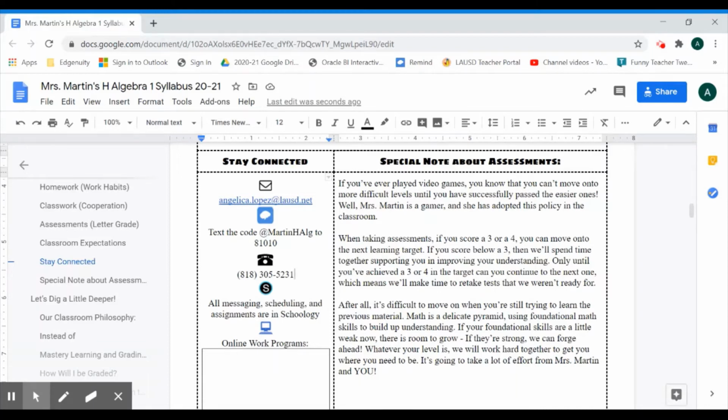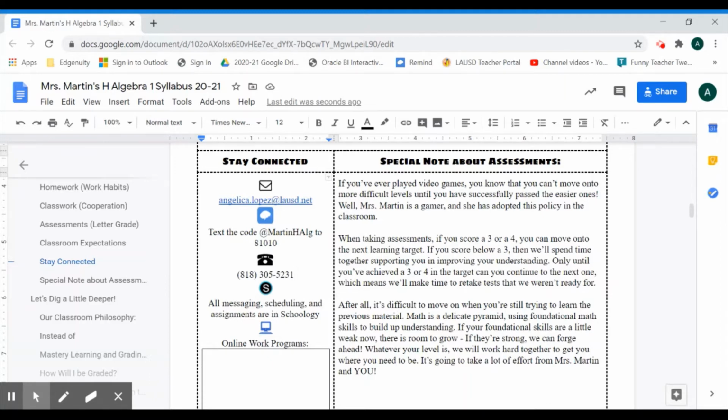If you score below a 3, it's not a big deal. It just means you need to spend a little more time together improving your understanding of that learning target. We'll practice some more together, and when you feel ready, you can retake that assessment so that you can achieve the 3 or 4 and move on to the next one. I find this concept very, very important. Let's consider this. It's difficult to move on when you're still trying to learn previous material.